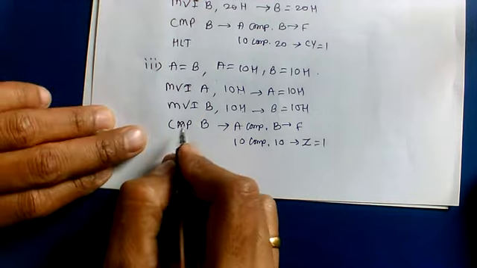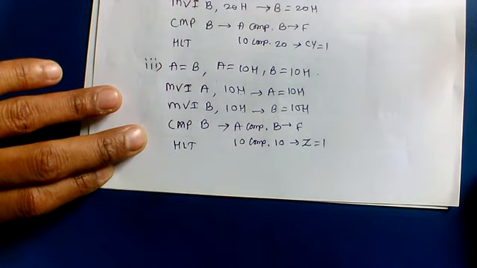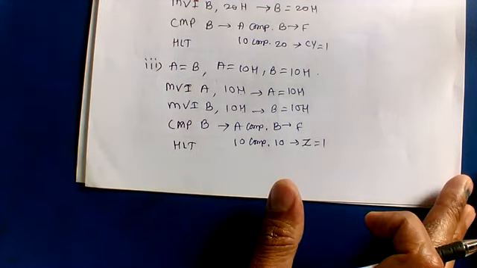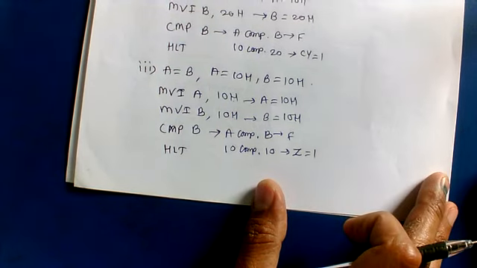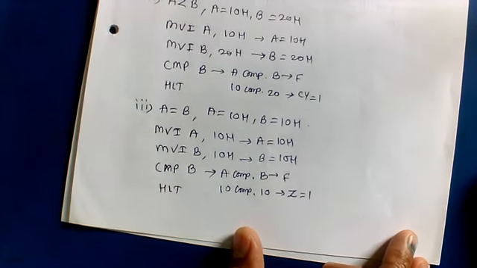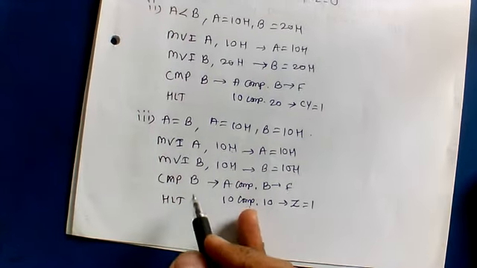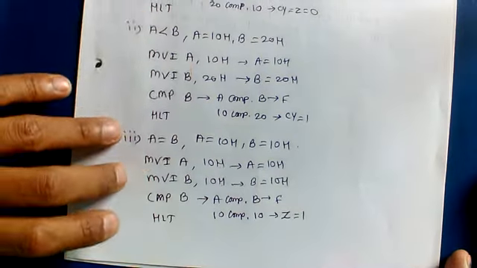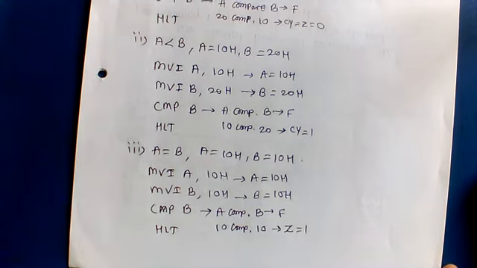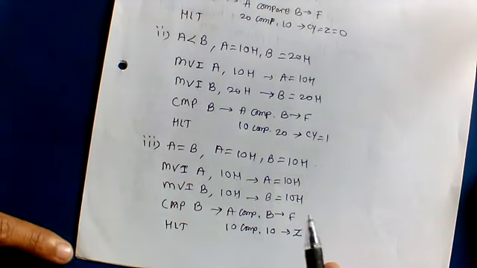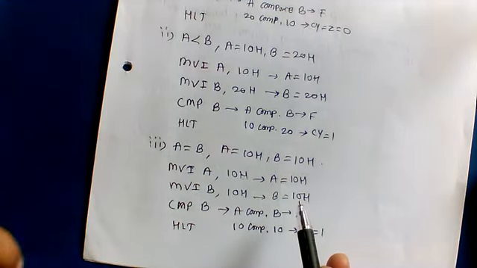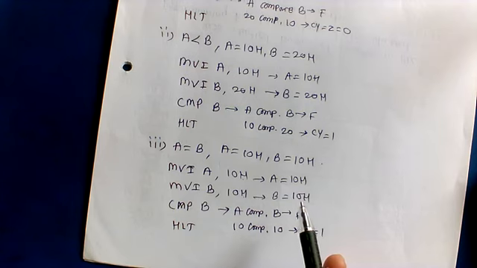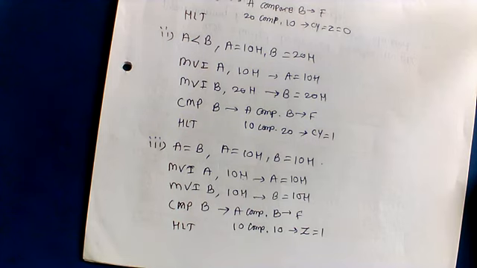Okay, and the last instruction is the halt instruction. Okay, so in this way we can use the compare instruction from different addressing modes. We have used the comparison instruction from register addressing mode. So in this way comparison from immediate, comparison from indirect addressing mode is available.